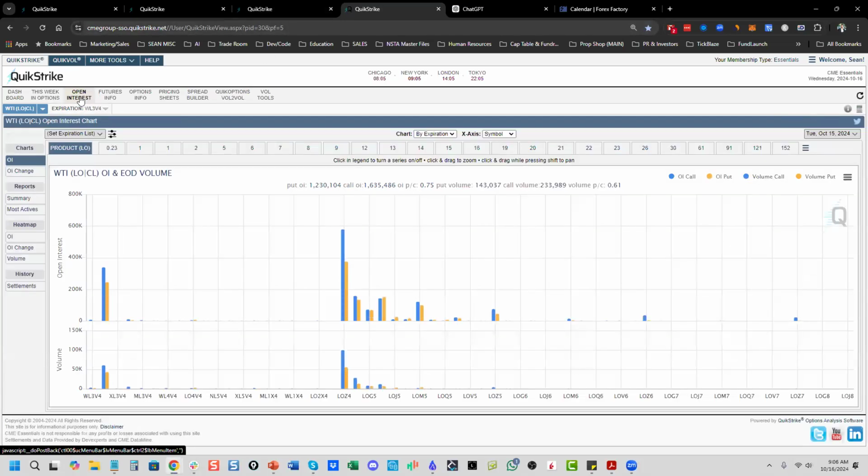Now here's really important. We're not looking at this. Don't get confused with all the graphs. You're going to go down here to the heat map. See this over here? It says heat map on the left-hand side. Click on open interest. Okay.